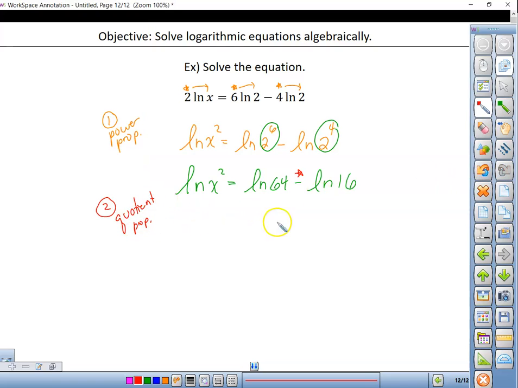So the quotient property says that these will become one new natural logarithm with an argument that's the quotient of the first divided by the second argument. So I have 64 divided by 16. I would also simplify this as much as possible. In this case, that gives me the natural logarithm of 4.